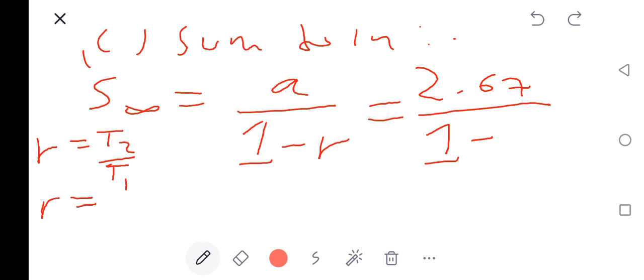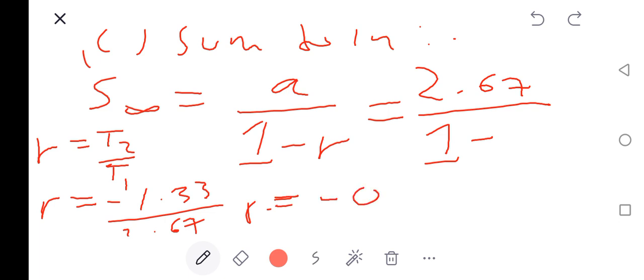So T2, if you reverse the video, I have done negative 1.33 divided by the T1, which is 2.67. So let's divide and see our common ratio. Negative 1.33 divided by 2.67. So we are getting negative 0.49812734. Calculators are allowed.